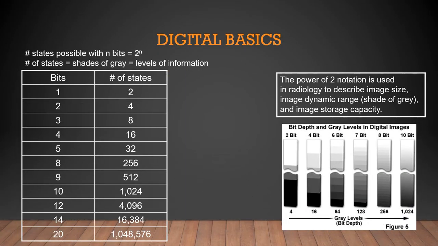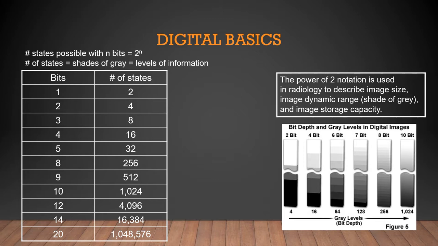Now, when we're working with X-ray, we're working with bits. It's the number of states that represents the possibility with n bits. So if I have one bit of data, I have two states of gray. I have two states of shades of gray. Now, believe it or not, a shade of gray is actually white or black. That's a shade of gray. I know it makes no sense, but it is. Anytime we have a shade of gray, it's a level of information. And those levels of information lead to an image on our computers.